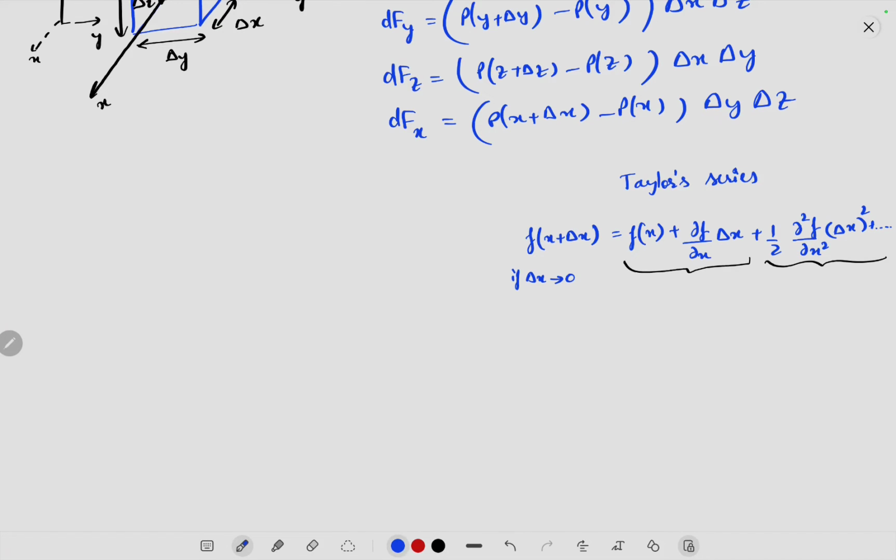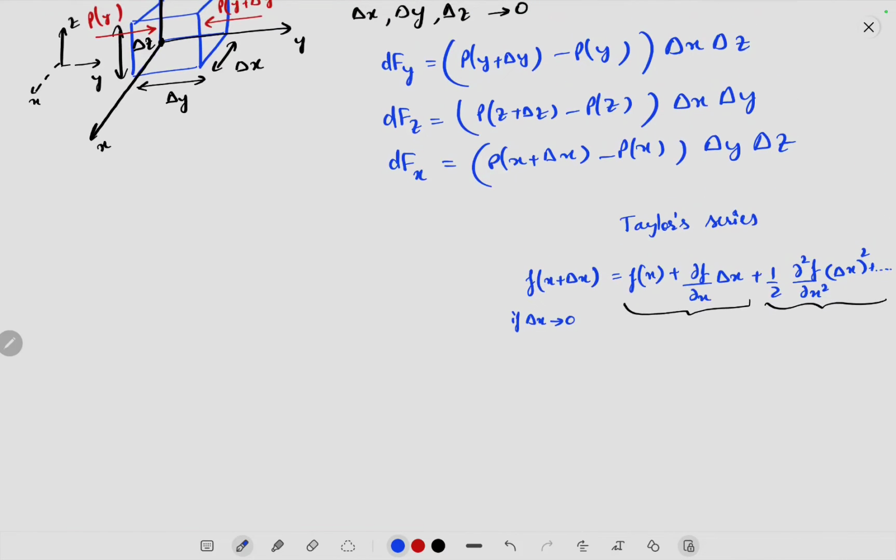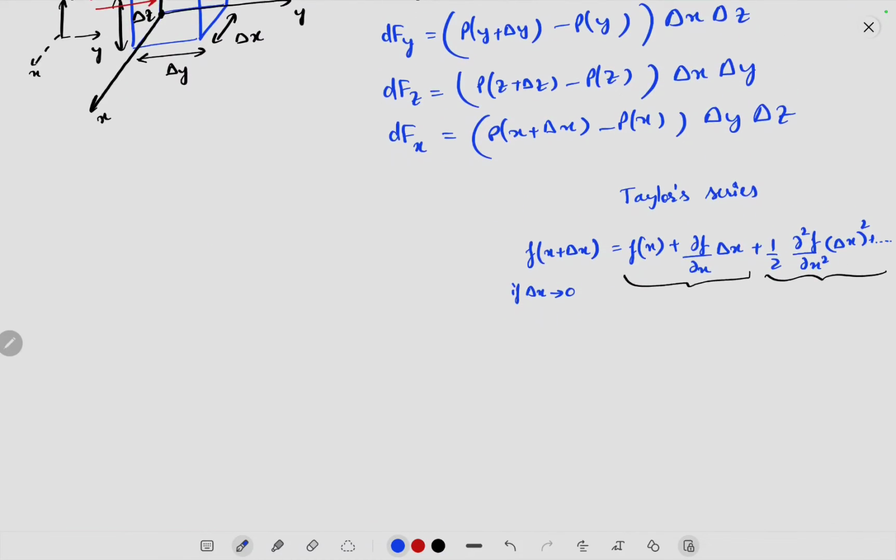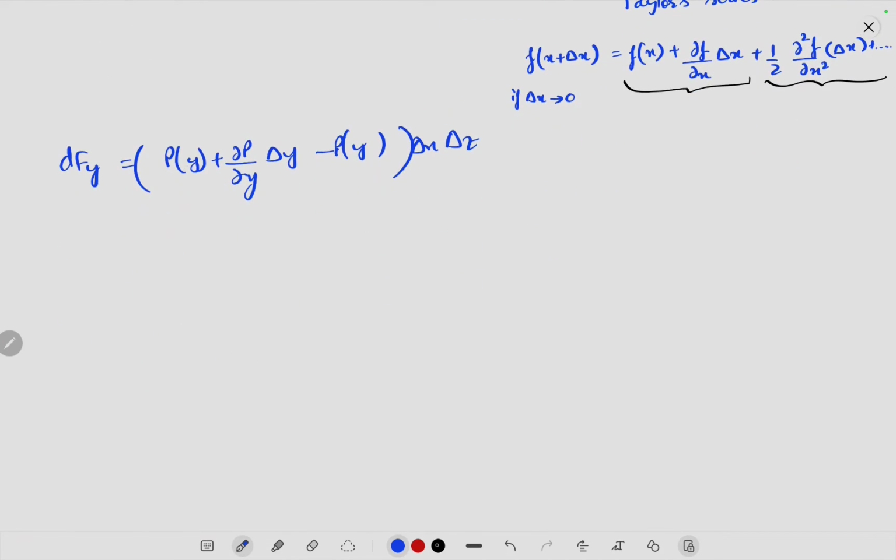So now I can write for dFy, this would be P of y plus del P over del y delta y minus P of y into delta x delta z, right? P of y would cancel out with P of y, and I'll be left with del P by del y, delta x delta y delta z, dFy. Okay.